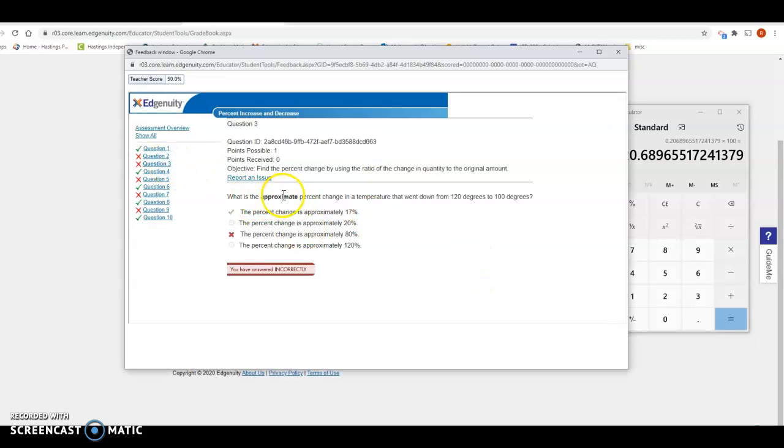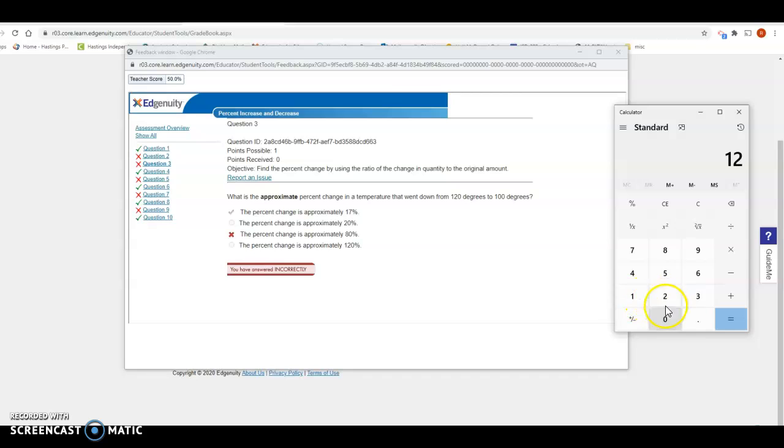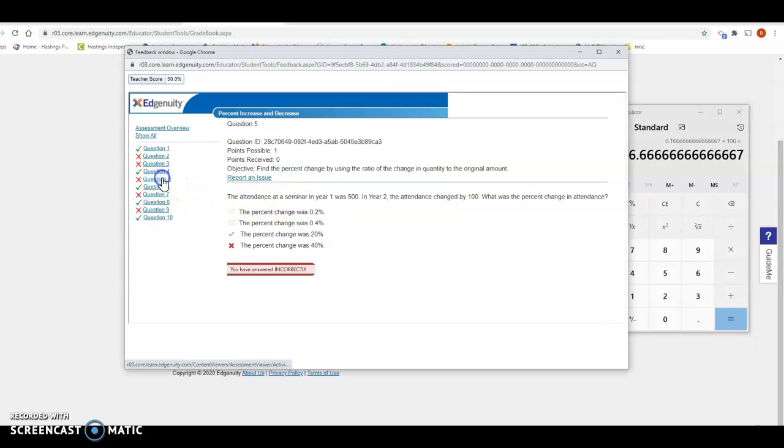What is the approximate percent change in the temperature that went down from 120 degrees to 100 degrees? So remember the change, so 120 minus 100, that means it's changing 20 degrees, and we divide that by the original amount. So the original amount was 120, so 20 divided by 120 gives us, again, multiplied by 100, about 16.66, so they rounded up to 17%.